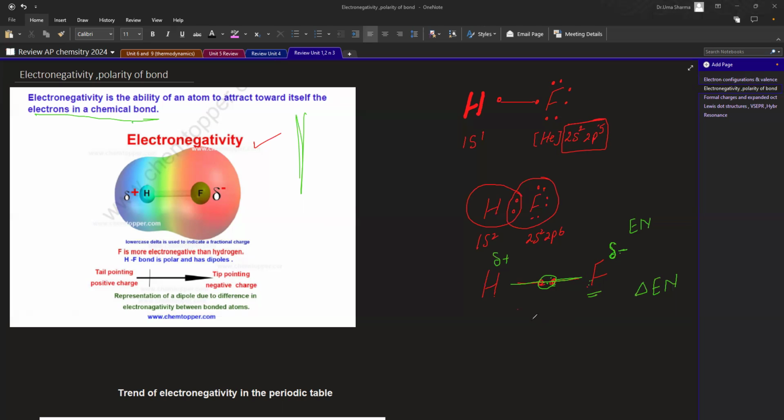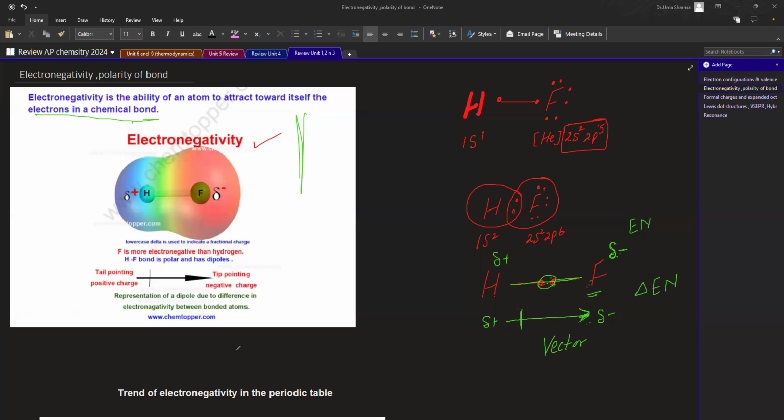Due to this, there is a dipole. You remember the dipole, children? A dipole has a tip of the arrow like this and the tail like this. The tip is always in the direction of the negative charge. The tail is in the direction of the positive charge. This is a vector quantity which has a magnitude and direction. Are you understanding this?